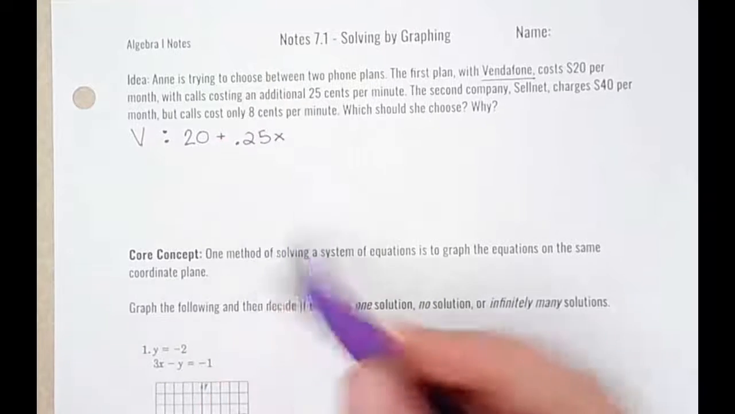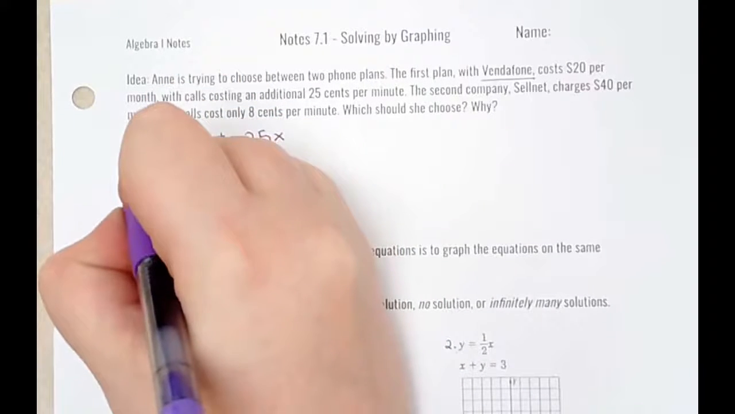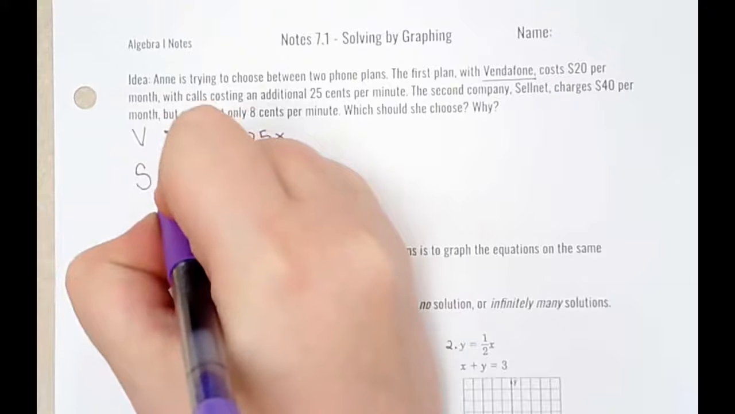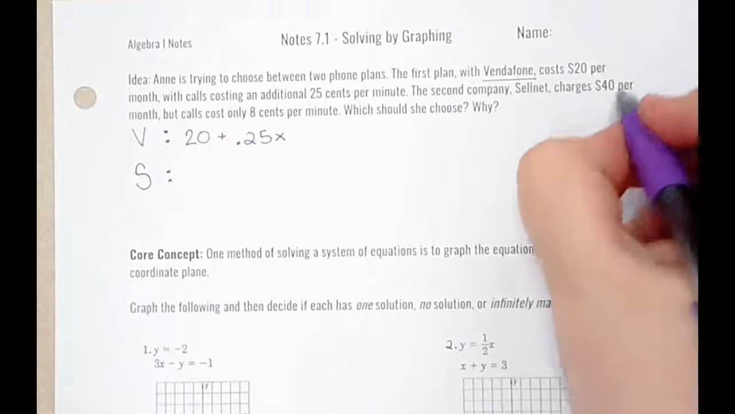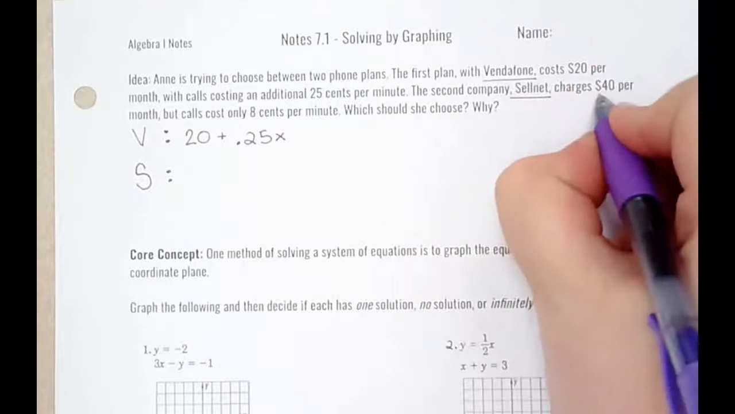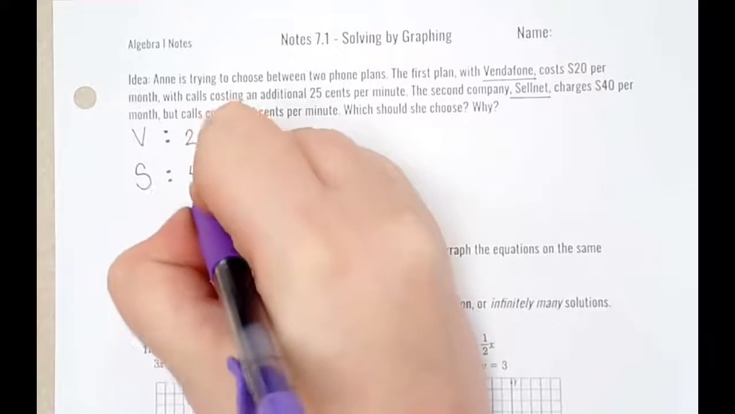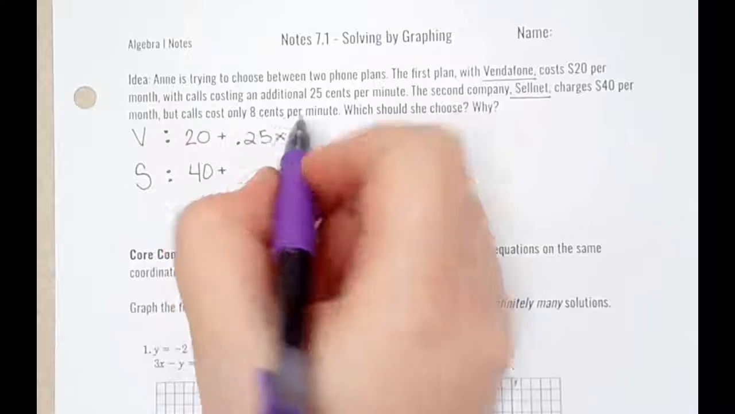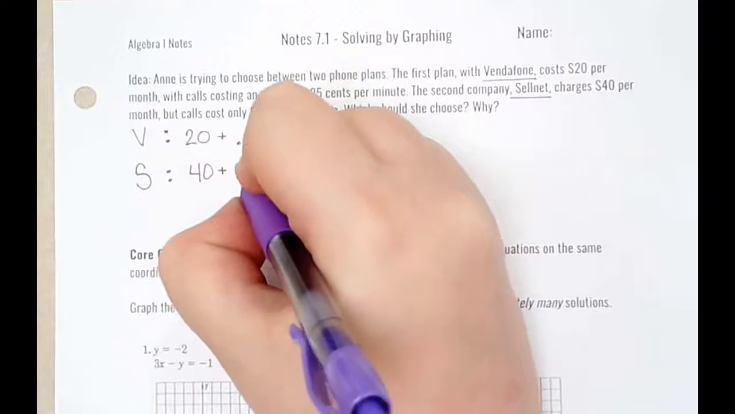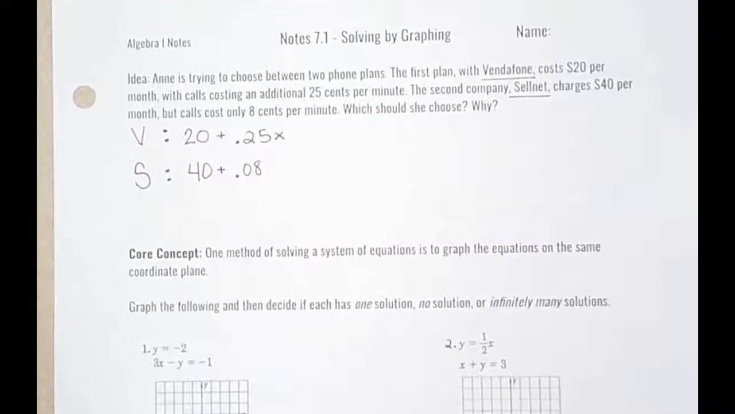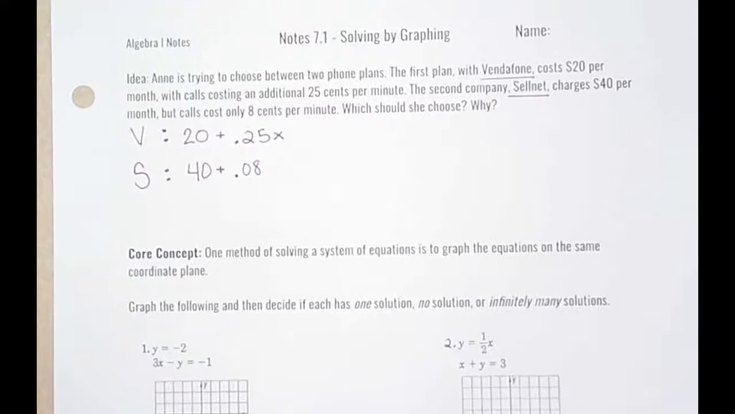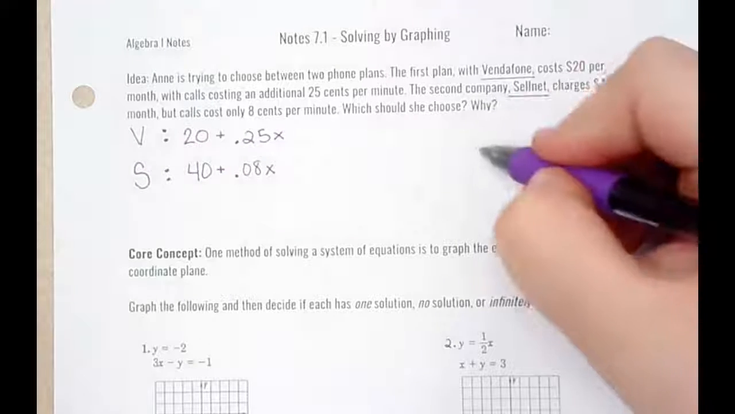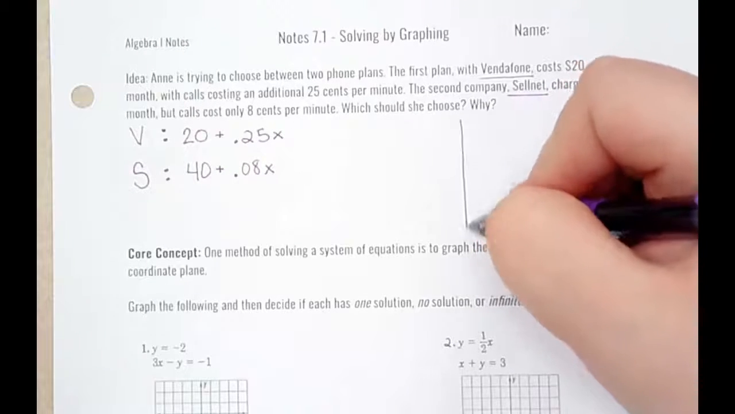Now, the second company, we'll call it S. Their price can be modeled very similarly. They start off with $40 as their set rate, but each additional call costs 8 cents per minute, 0.08. Again, we don't know how many minutes she's going to be calling, so we're just going to write it as X. Now, if we're going to look at the graph of this, let's just set that up.